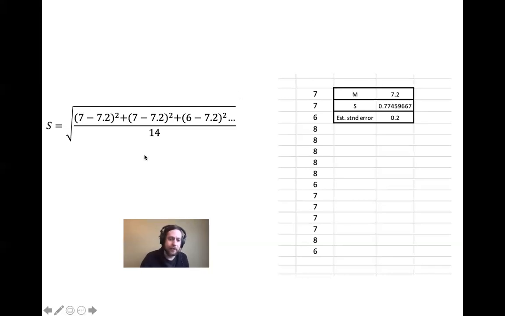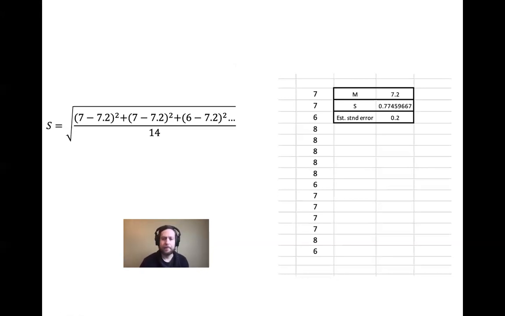I want to remind you that when you're calculating sample standard deviation, you're dividing things by N minus 1. But when you're calculating estimated standard error, you're just dividing it by the square root of N. You don't subtract N minus 1 when you're doing estimated standard error. It's just this square root of N, this good old-fashioned N in the denominator for the estimated standard error.